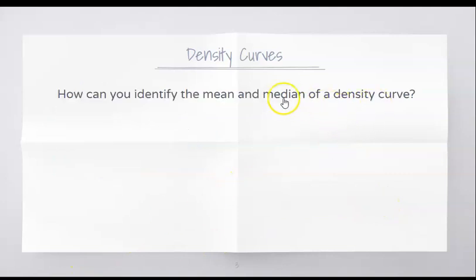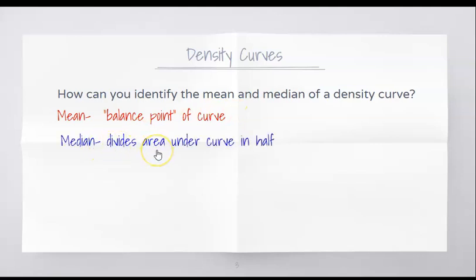Now when you look at a density curve, you need to be able to identify the mean and the median. So let me remind you of a couple of definitions. The mean is the balance point. The median divides the area under the curve in half. They may or may not be the same location. It depends on the shape.